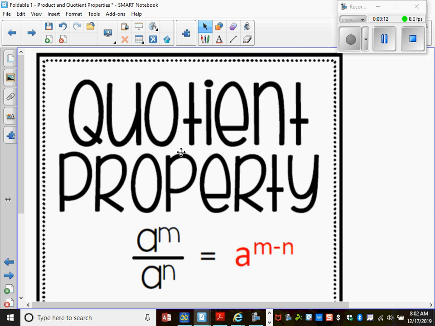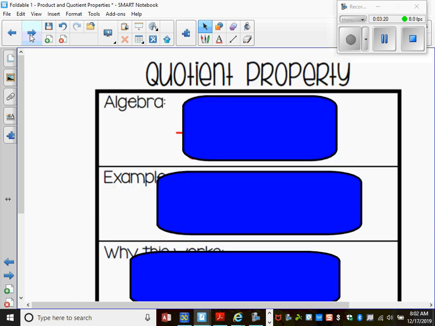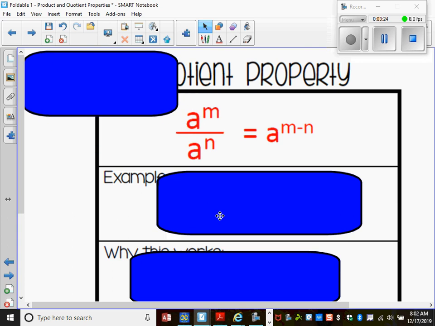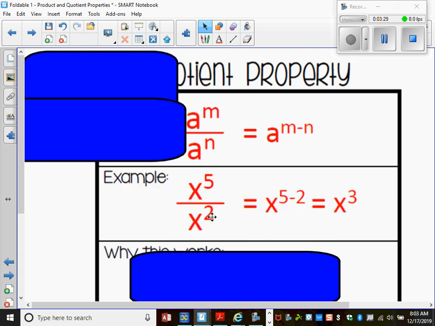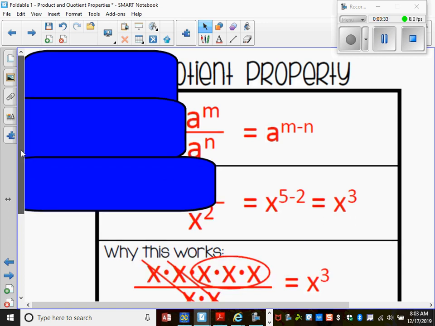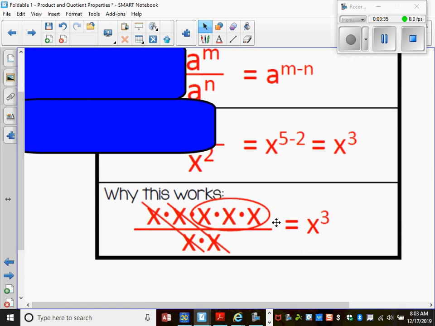Okay. Now, for the quotient rule, we just do the opposite of what we did for multiplication. So now we're going to subtract. Okay. So you should already have this on your foldable. Subtract the exponents. So if you have 5 minus 2, that's going to give you x to the 3rd. Why it works? Here it is. You have 5 at the top, 2 at the bottom. You cross out the pairs, and you can see you have 3 left.